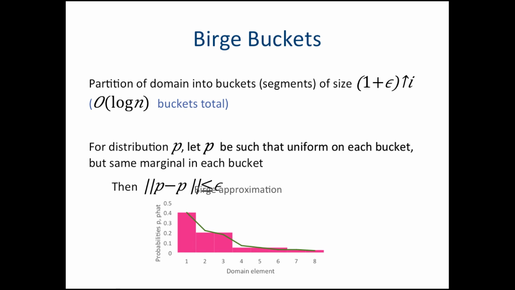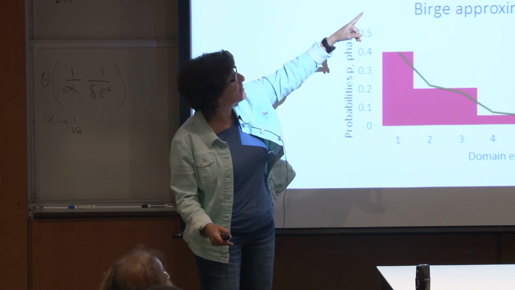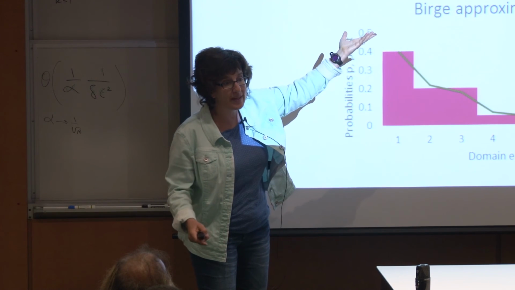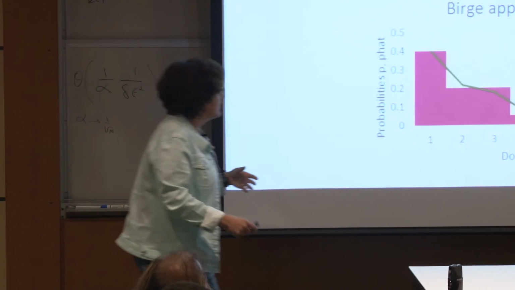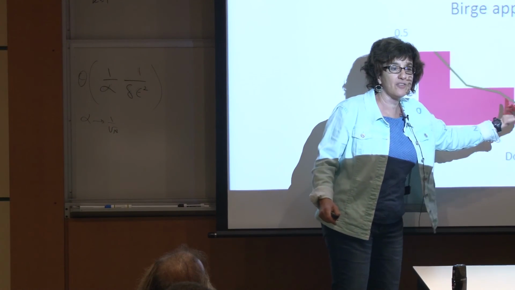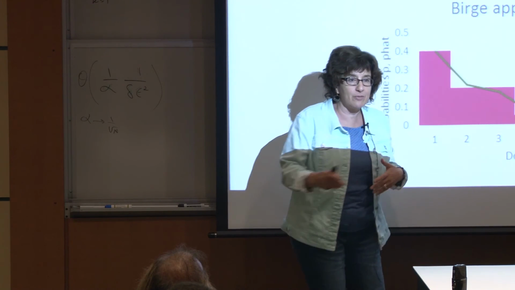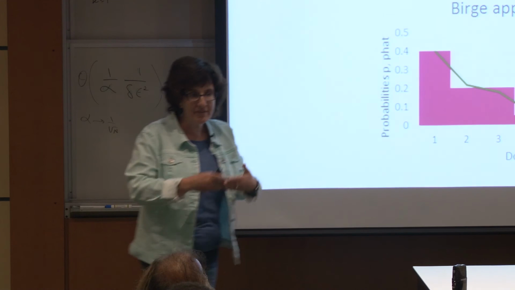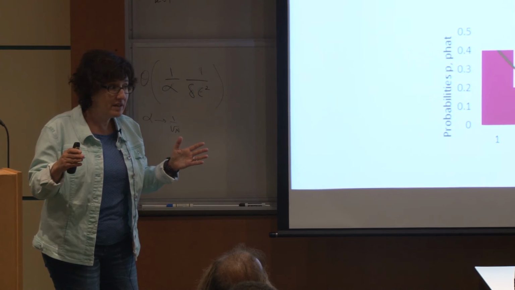Okay, and the beauty of this, and this is really amazing, you don't have to know anything about p. You pick these partitions obliviously. The fact that these segments of size (1 plus epsilon)^i don't depend on p at all means you don't know how much probability to assign to each bucket until you see p, but you already know who's going to be in each bucket before you assign p. So it's an oblivious decomposition of the domain into log n partitions.